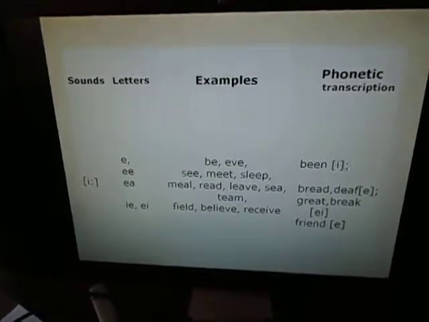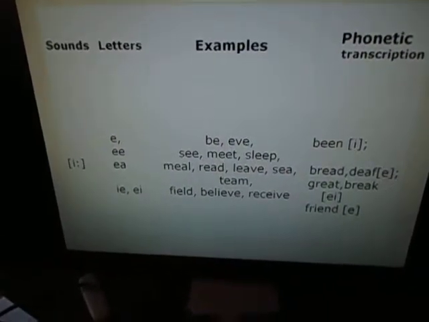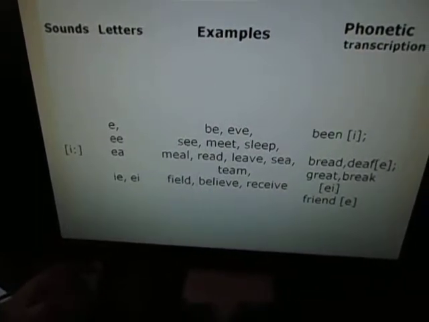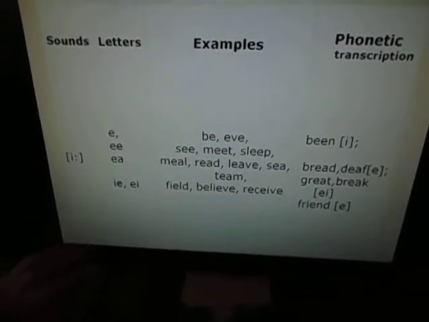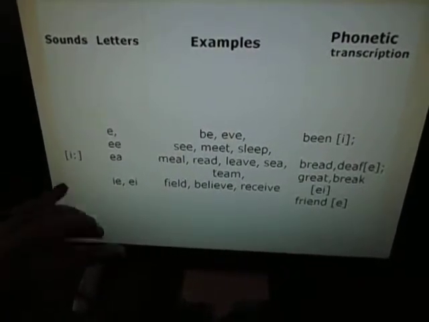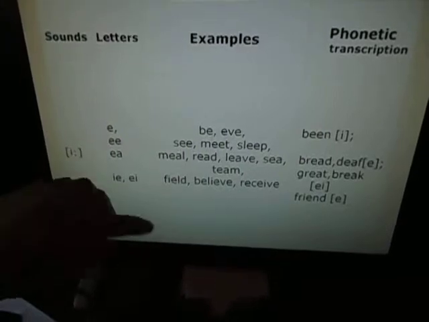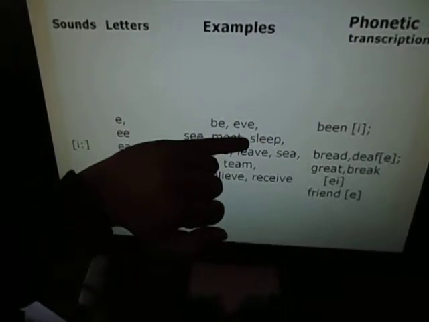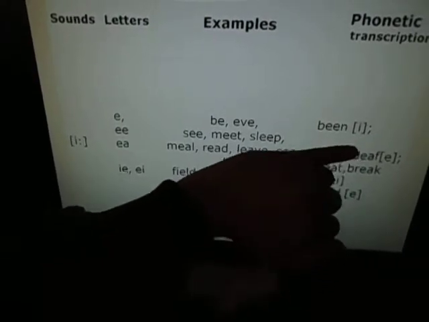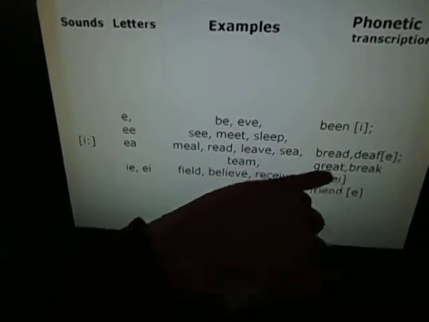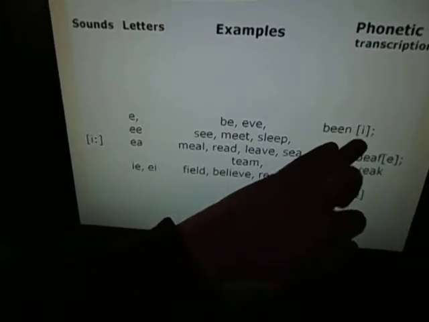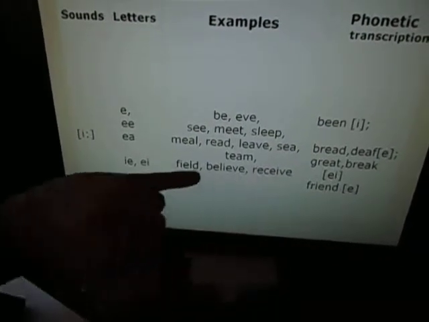Here are some examples of the E sound. So this is the phoneme representation, and these are the letters as shown. So the E letter is pronounced like in be, and its phonetic transcription is like bean. It's like a short E, a little E, but in a long pronunciation.